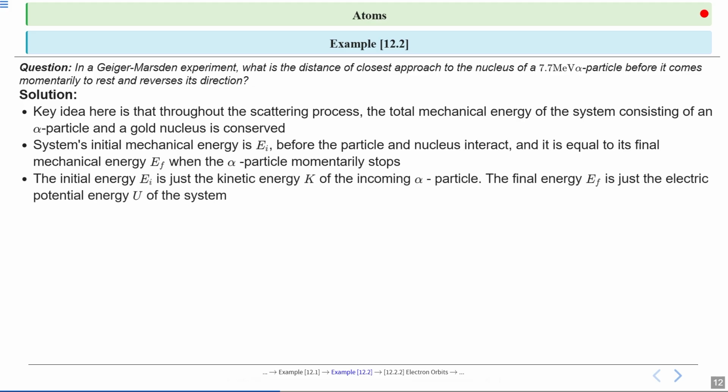To be specific, the initial energy E_i is the kinetic energy of the incoming alpha particle. The final energy E_f is the electric potential energy U between the alpha particle and the gold nucleus at the closest approach. Kinetic energy is measured in joules, and electric potential energy depends on the charge and distance between them.